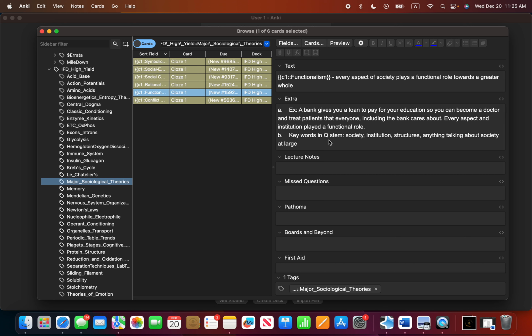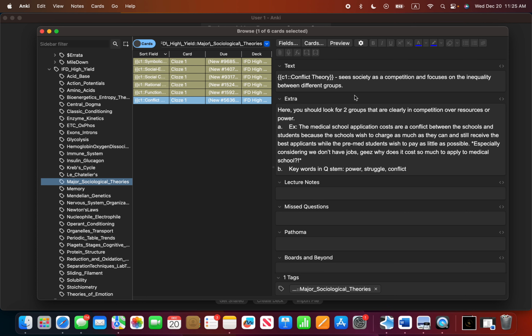Keywords in the question stem: society, institutions, structures, anything talking about society at large. Anything talking about society at large relates to functionalism. The institutions, society, structures. That's why we actually have society. It's all about functionalism, providing opportunity for everyone.